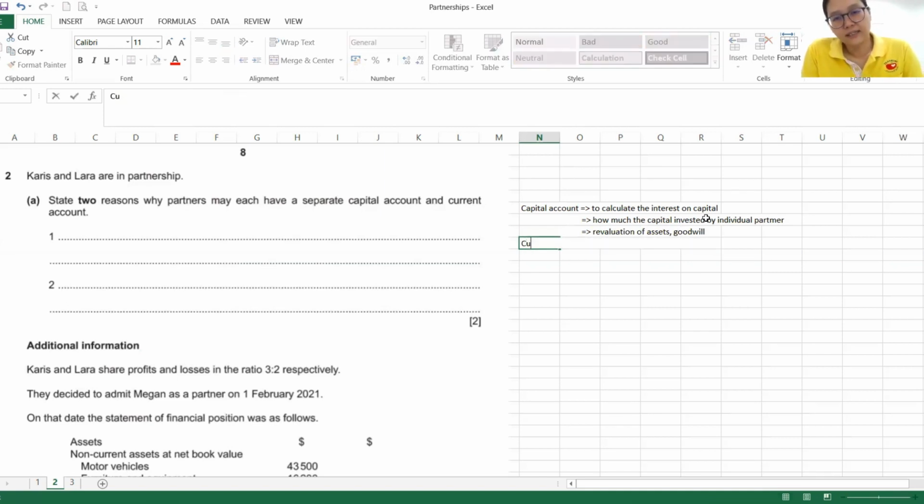The current account is created because we want to monitor the movement of the year. We will know how much the year's profit share is, how much income was earned by the partner, and how much drawing was taken. So this will help us to monitor the movement of the year, for example the salary, the drawing, the profit share.